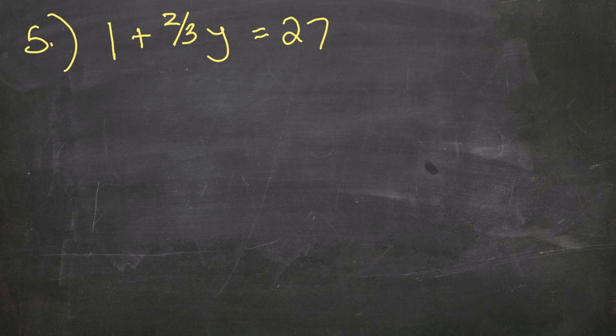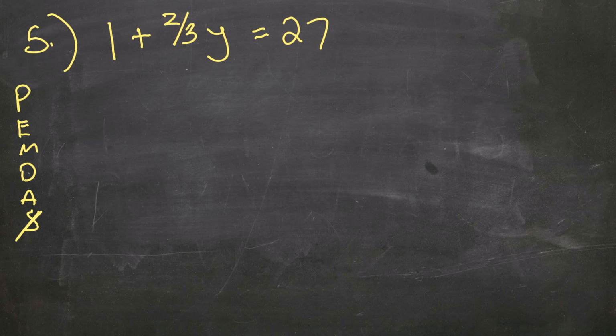Alrighty, 5 could be a little bit more complicated. It's 1 plus 2/3 y equals 27. Most people see the fractions, they just freak out and say they can't do it. But it's actually not that difficult. I'm going to write my PEMDAS.